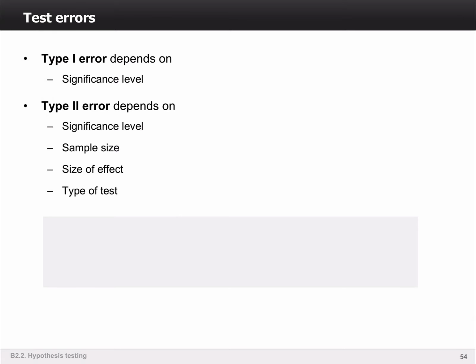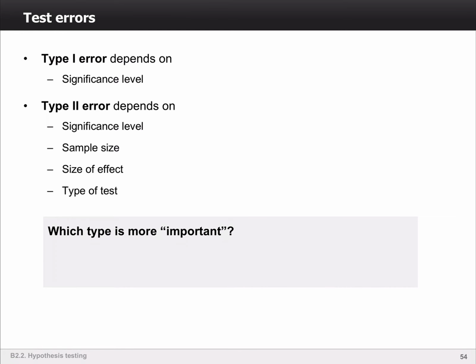Okay, let's recall what the errors depend on. You remember that type 1 error depends on, first of all, the significance level, right? So it's when you reject the null hypothesis, how small the p-value should be to reject the null hypothesis. But type 2 error depends on many things. It depends on the significance level as well. It depends on sample size. It depends on size of effect. And it actually depends on type of test. Actually, some tests are a little bit better relative to type 2 error. Some tests are a little bit worse.